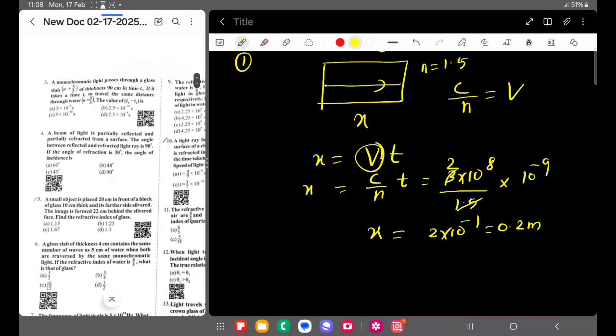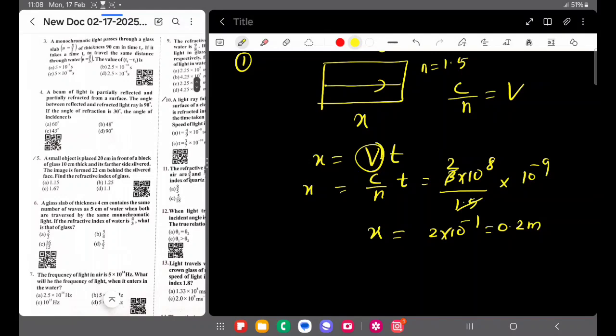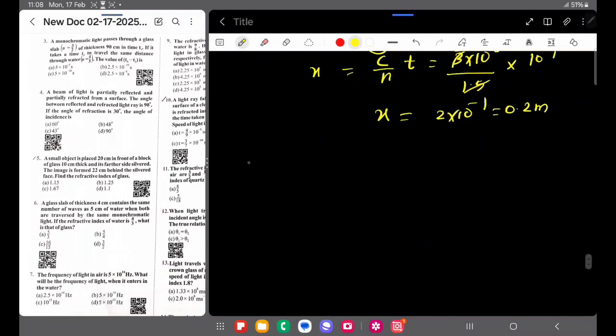This question is also similar to that. Now look into question number 5.